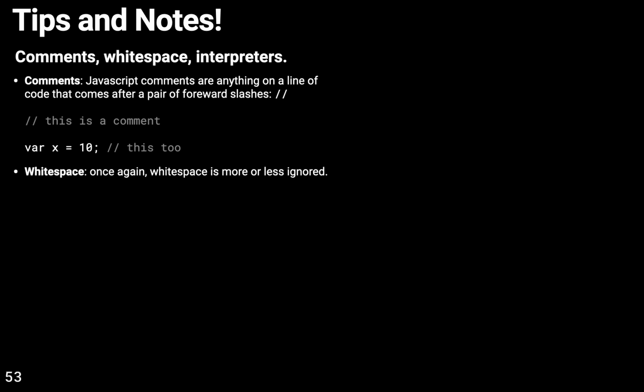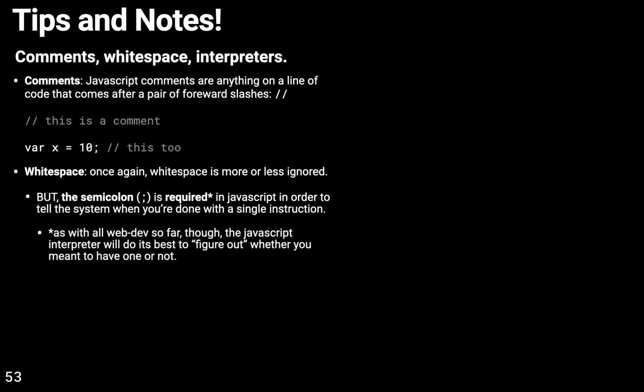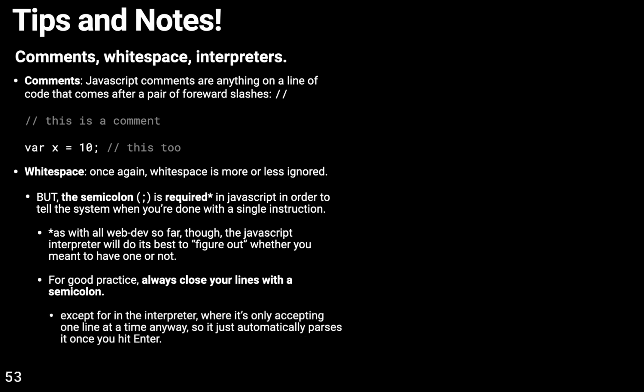White space, once again, white space is pretty much ignored. The only thing I want to focus on for you is the semicolon. It's required in JavaScript to make sure the system knows when you're done with a single instruction. As with all web dev, of course, it does try and figure it out. It's trying to be kind to the developers. But for good practice, close your lines with a semicolon, always.